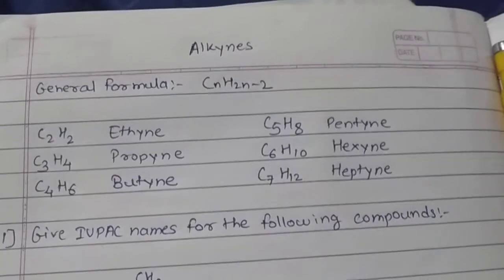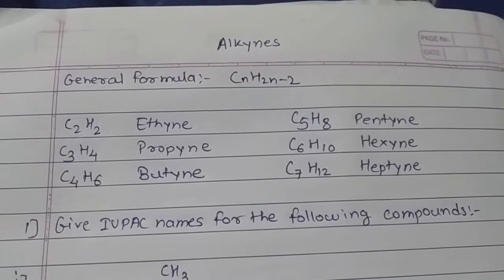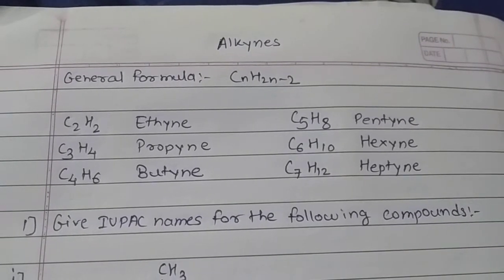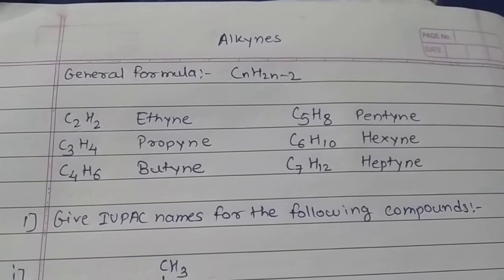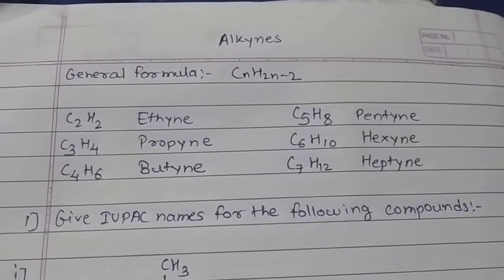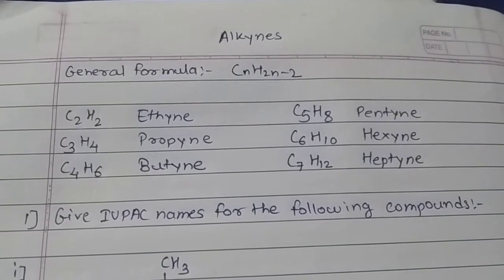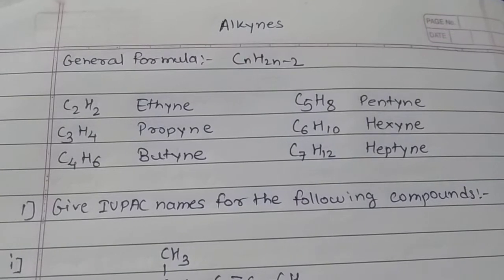Hi guys, today we will see nomenclature of alkynes. So general formula of alkynes is CnH2n minus 2. So when n is 2, the formula will be C2H2, that is for ethyne. So H becomes 4 minus 2, so 2. So C2H2 is for ethyne.